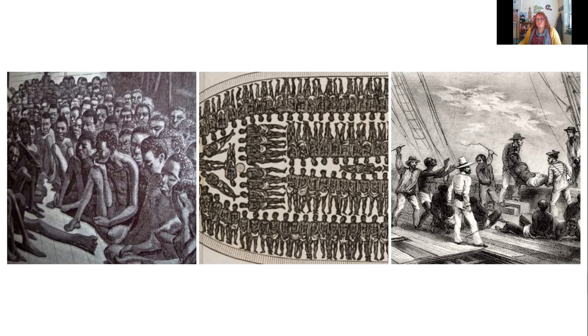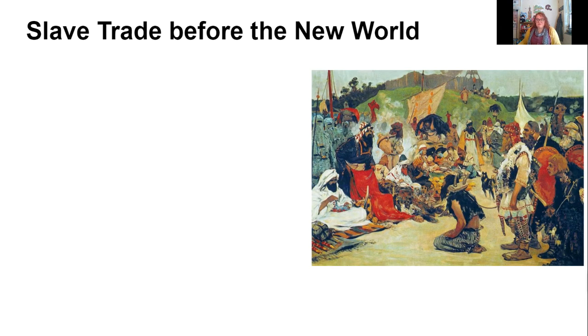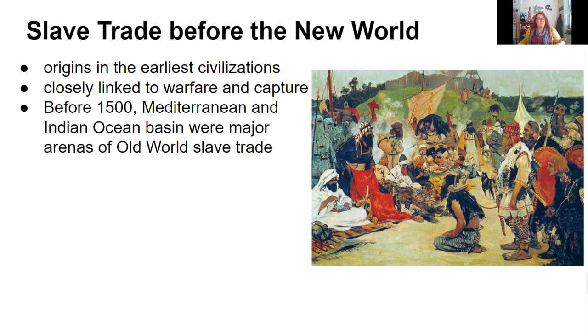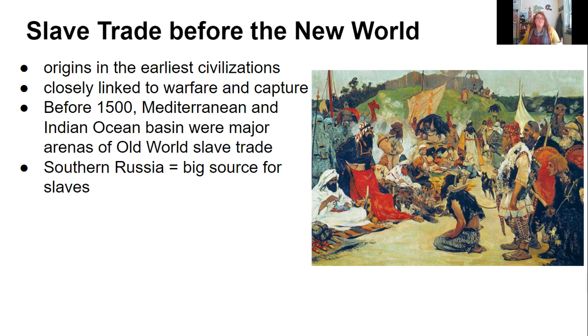When we're talking about the slave trade, we are really talking about the enforcement of humans to leave their homes, be forced onto ships without knowing the language, without knowing or understanding simply anything. The slave trade before the New World had origins in the earliest civilizations. It was closely linked to warfare and capture. We've talked about this already. Before 1500, the Mediterranean and the Indian Ocean were the major arenas of the Old World slave trade. This is where you saw the exchange of slaves happen.